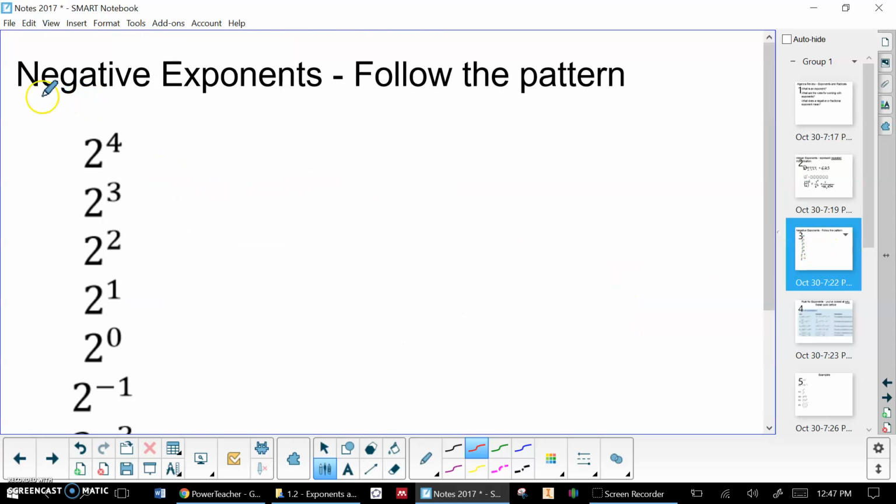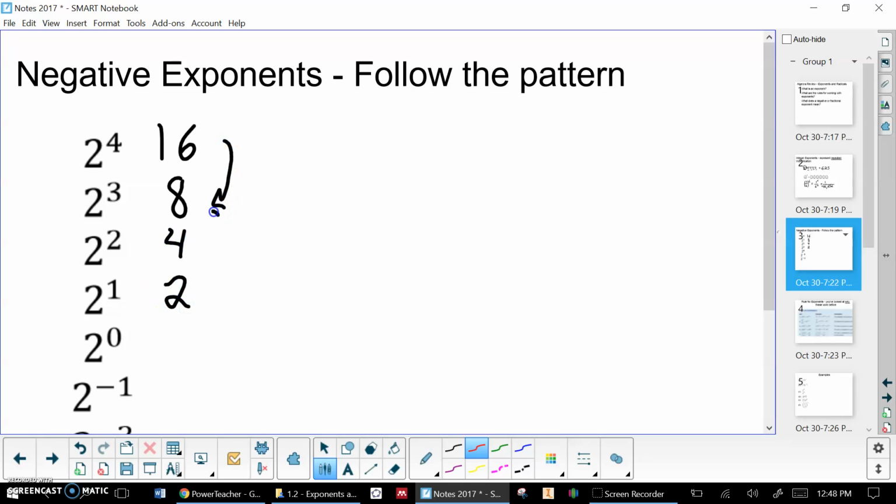Now, we extended that idea last year into negative exponents. And if we kind of think about following the pattern, 2 to the 4th just means to take 2 times 2 times 2 times 2. Same with 2 to the 3rd. Same with 2 squared. 2 to the 1st is just 2. And if we kind of follow this pattern, go ahead and do this real quick. 2 to the 4th is 16. 2 to the 3rd is 8. 2 squared is 4. 2 to the 1st is 2.